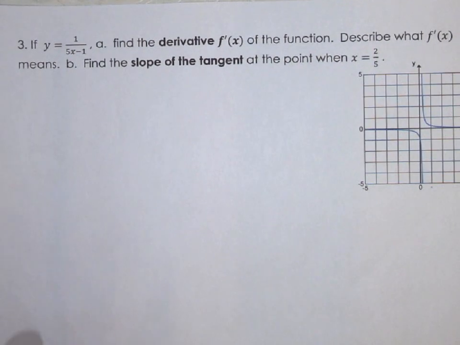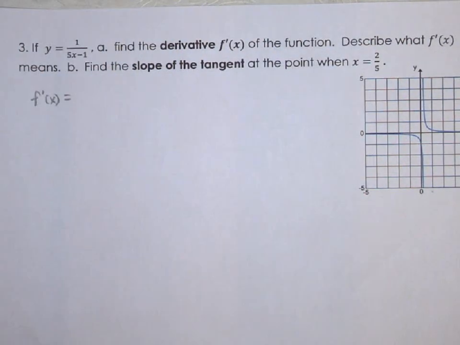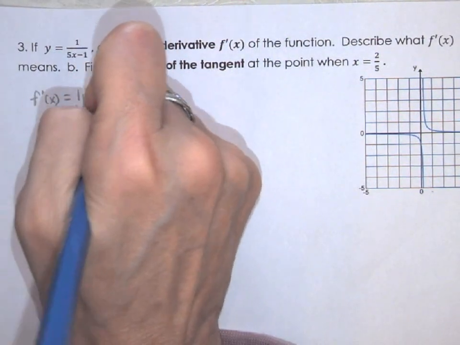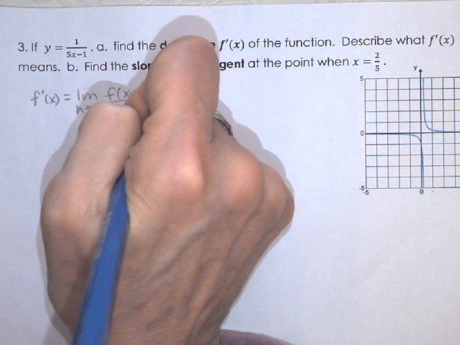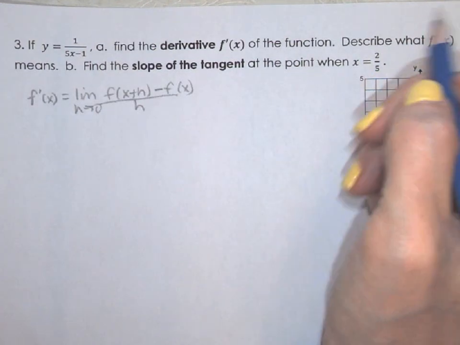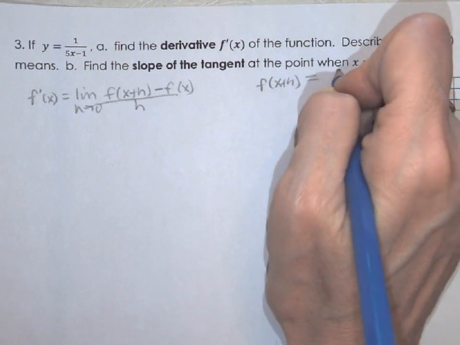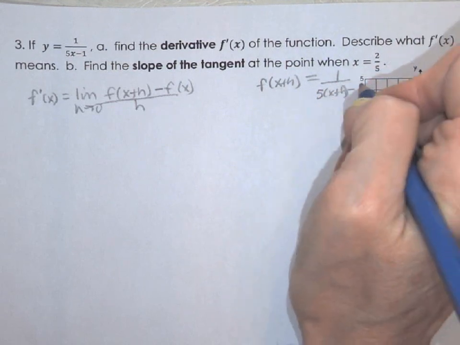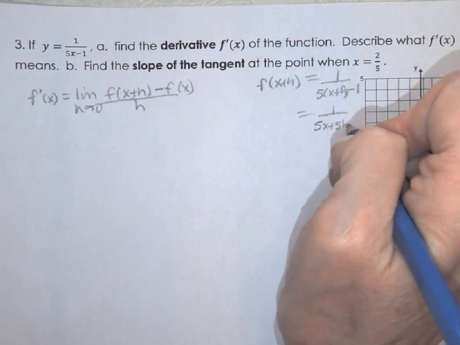And if we want to find the derivative, f prime at x, we're going to use our defining formula. f prime at x is the limit as h approaches 0 of f at x plus h minus f at x all over h. And f at x plus h for this equation is going to be 1 over 5 times x plus h minus 1, which is going to be 1 over 5x plus 5h minus 1.